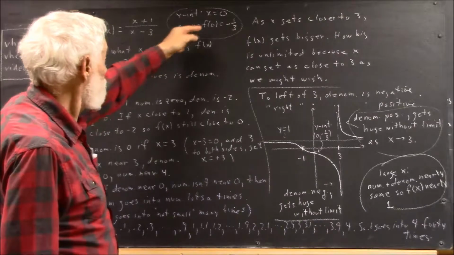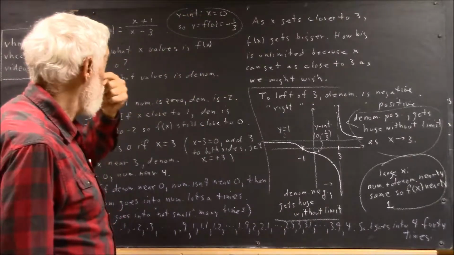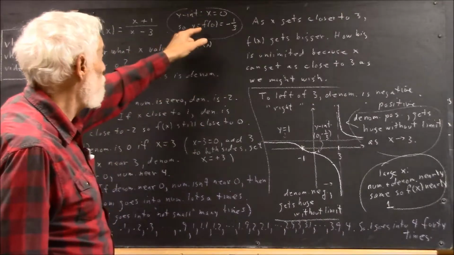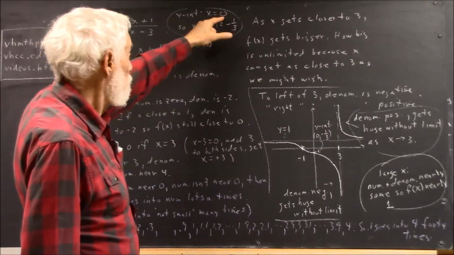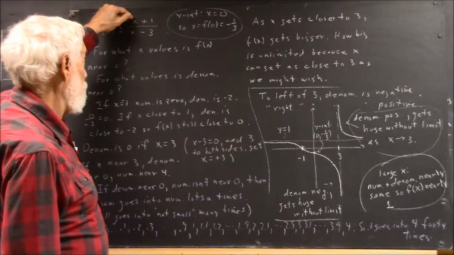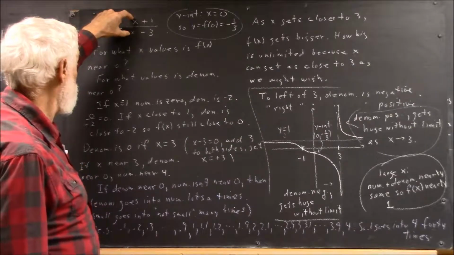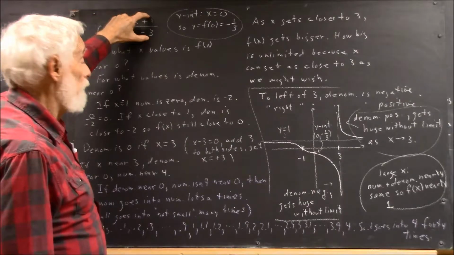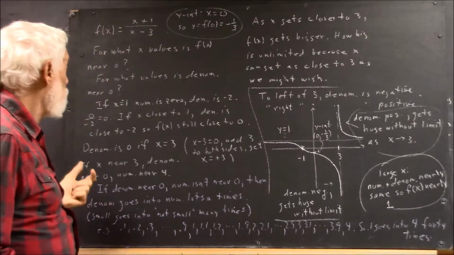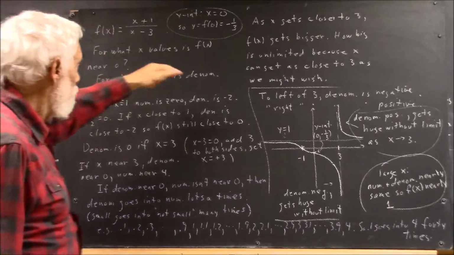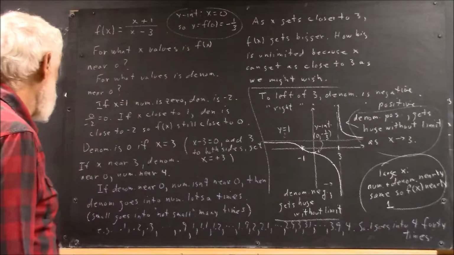Well, the y-intercept is obtained by substituting x equals 0. So y would equal f of 0, which is negative 1/3. All you really have to do is ask yourself, if x is 0, what do you have here and what do you have here? Clearly, you've got 1 and negative 3, and that's negative 1/3. So the graph would have to go through the point (0, negative 1/3).